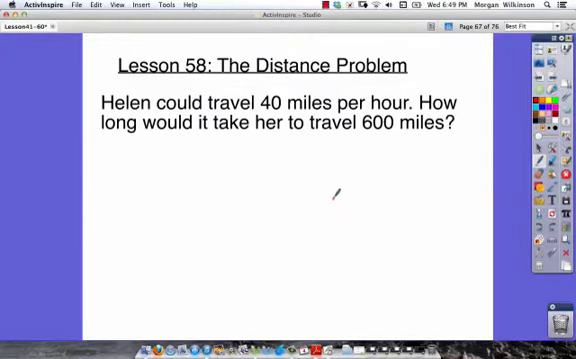Lesson 58 is about something called the distance problem. And problems that we're going to see in this lesson will sound something like this. Helen could travel 40 miles per hour. How long would it take her to travel 600 miles?